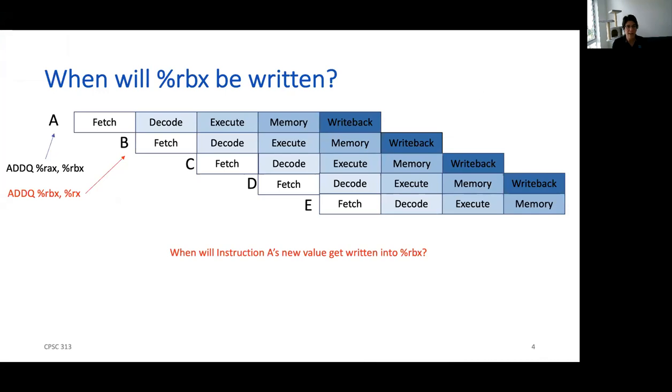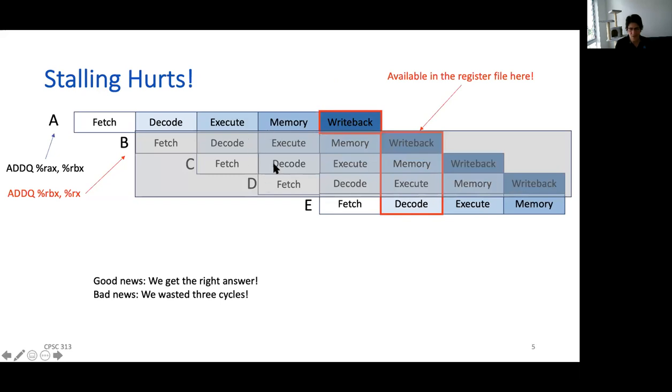Now, when will instruction A's new value get written into RBX? Well, values get written into the register file during the write back stage. So if I'm writing it during the write back stage, the next instructions don't have access to it until the following time cycle. So if we need that instruction in the decode phase, right? If we need it here, then what's really happening is that the stall is kind of wasting those cycles that happen during B, C, and D, because this red add instruction can't continue running until its decode comes after the write back. So I encourage you to look through that carefully and think about it.